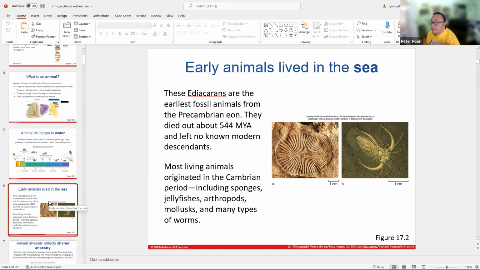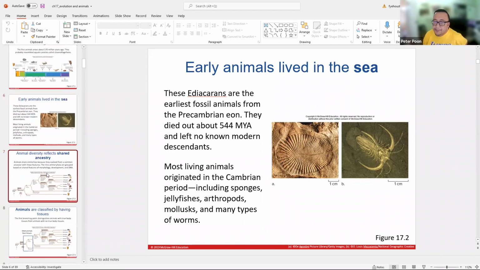The first era of animals was something called the Ediacarans. This is from the Precambrian era. You can see some things look very similar to animals, but some things look very similar to plants. You can see these guys here, they're really simple animals. Most animals actually originated in the Cambrian. So the next era is called the Cambrian era.